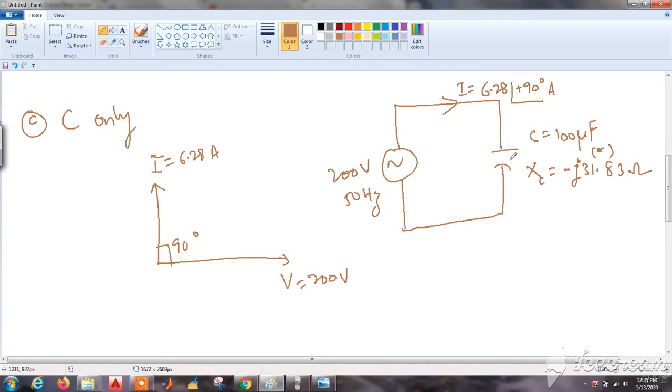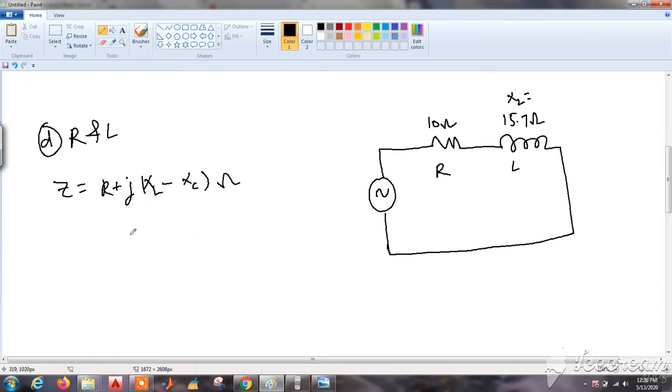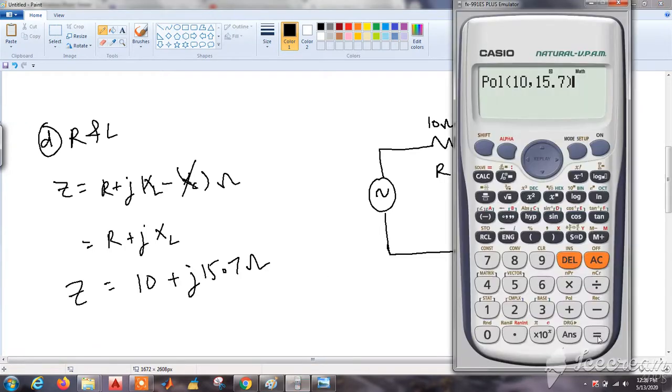Now let us move on to RL. Now we know that the impedance is R plus j (XL minus XC). So XC is not present here. So it will be R plus j XL ohms, that is 10 plus j 15.7 ohms. This is our impedance. In phasor also we can represent it: 10, 15.7, so 18.6 ohms with an angle of 57.5 degrees.